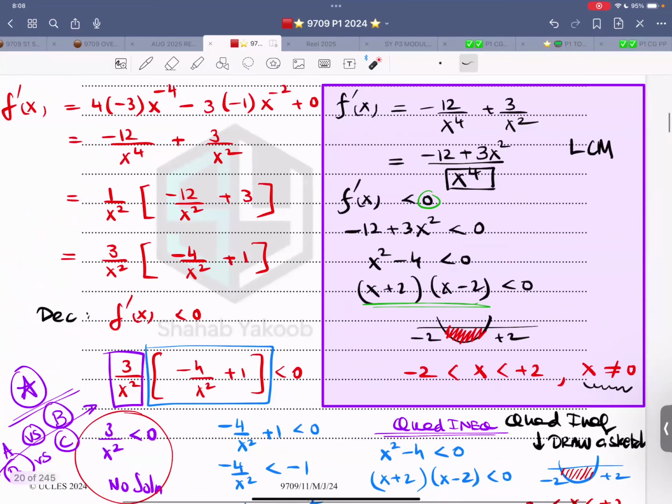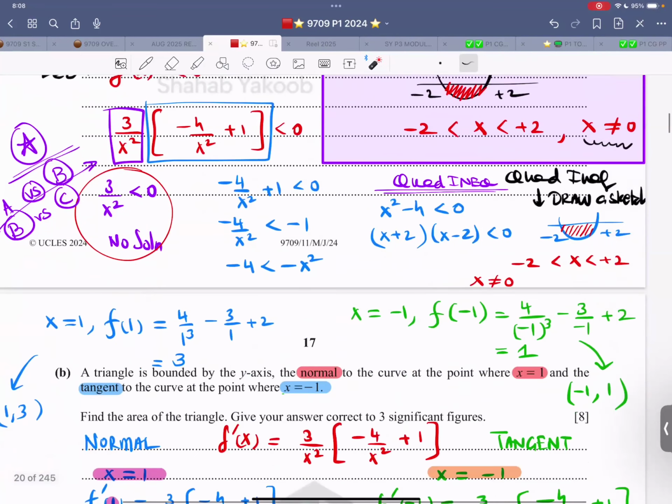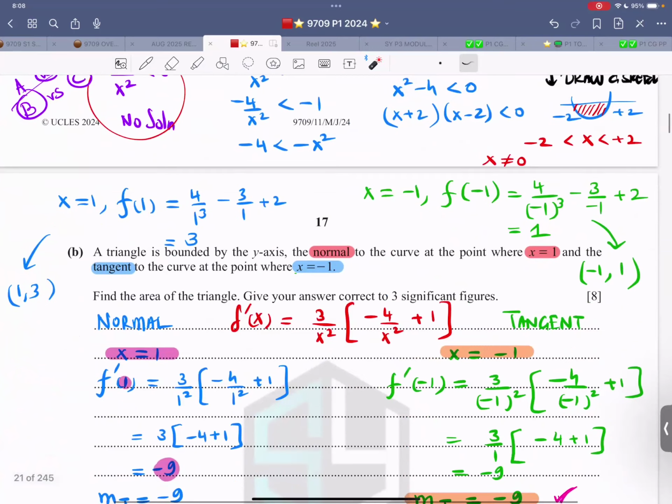Another approach is that I take the LCM. I write f'(x) is less than 0. This is without taking common. And then we end up with the same answer. So don't forget to write this thing. All good, all clear? That is part A. That was a tough question.